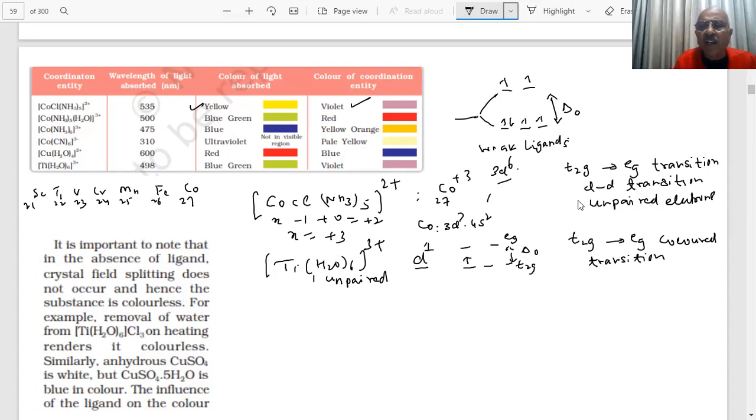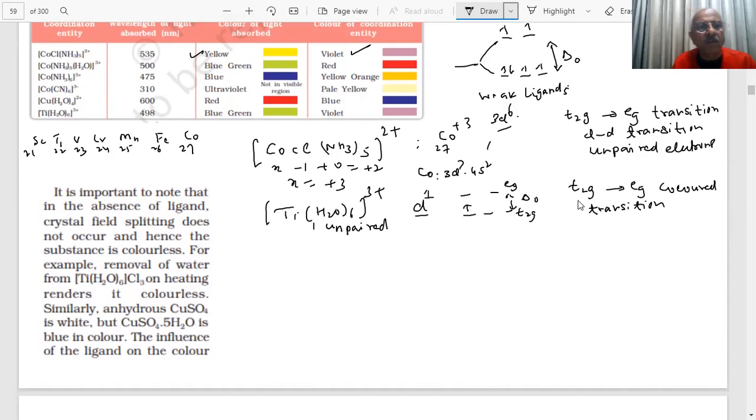So we can explain the colors of the transition elements in these cases due to the absorption of light in the visible region. Complementary colors are observed. Important point: what we find, students, is a question.